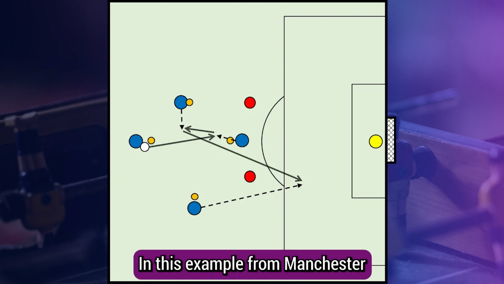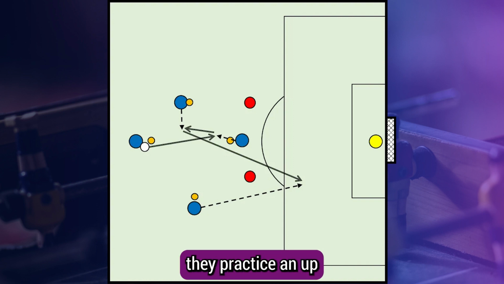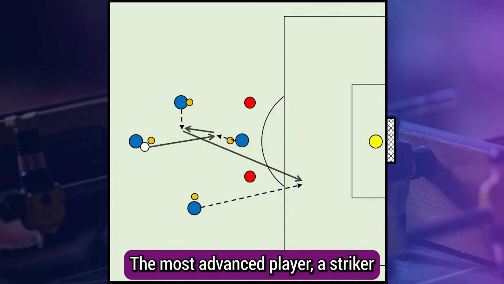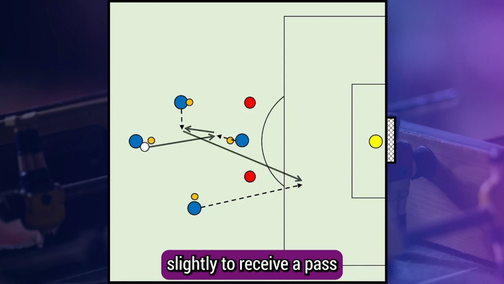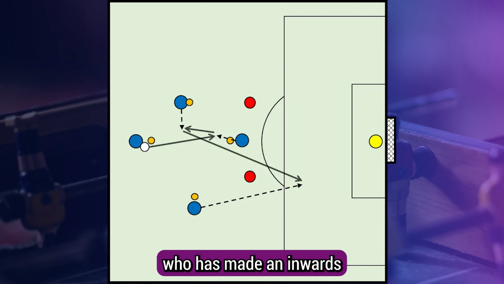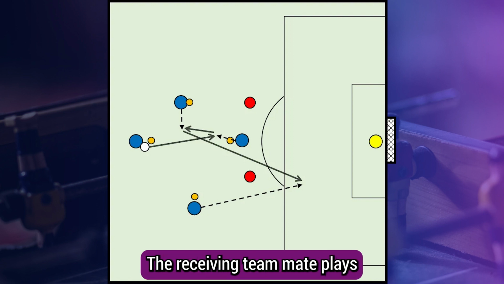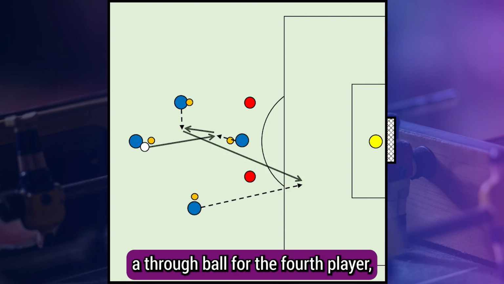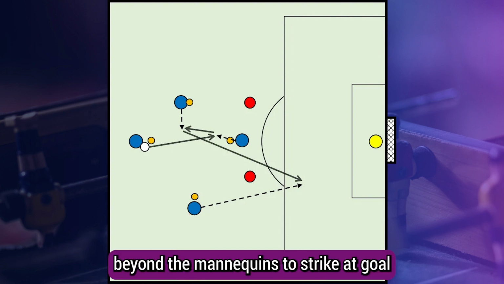In this example from Manchester City under Pep Guardiola, they practice an up-back-through combination. The players start on 4 cones in a diamond, with 2 mannequins acting as an offside line just outside the box. The most advanced player, a striker or false 9, drops slightly to receive a pass, and cushions it back for a teammate who has made an inwards, third player movement. The receiving teammate plays a through ball for the 4th player, making a run beyond the mannequins to strike at goal.